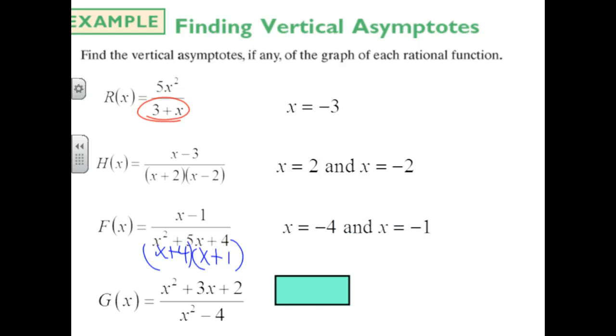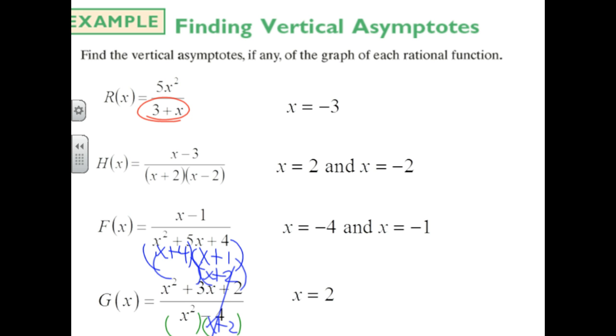And this one I would factor as well. x plus 2, x minus 2. So 2 dads in the house again. But they tricked you. If you were to factor this, one of these is removable. So this x plus 2 and this x plus 2 actually get removed.